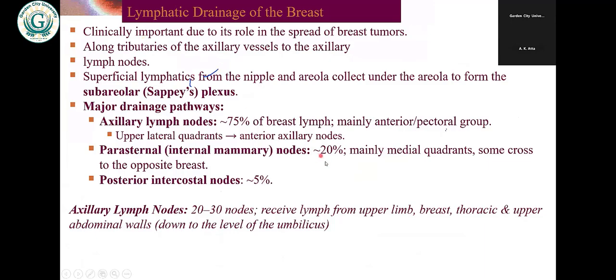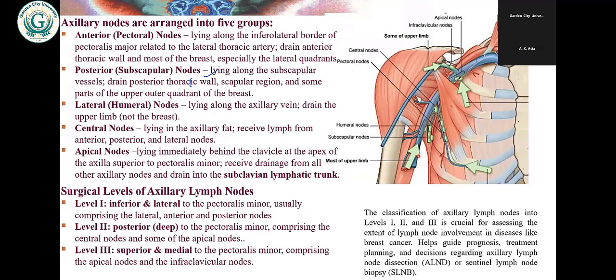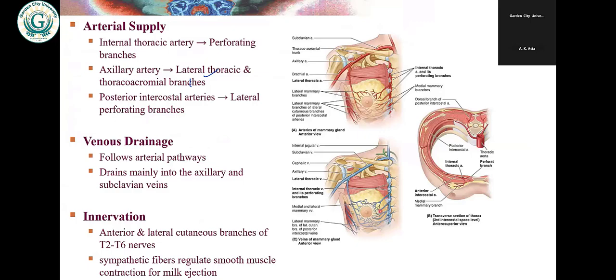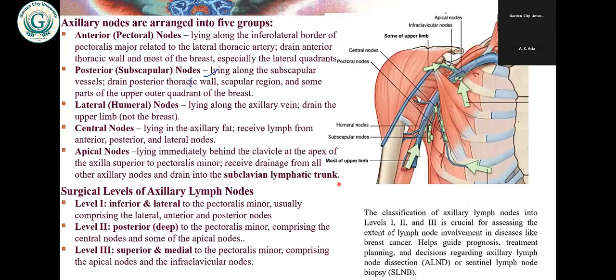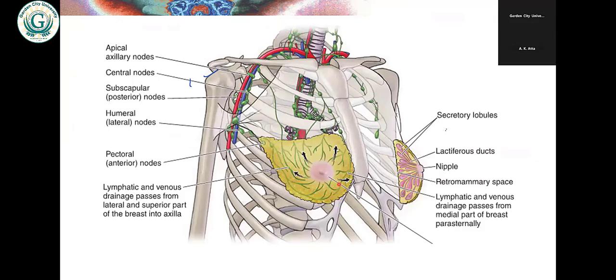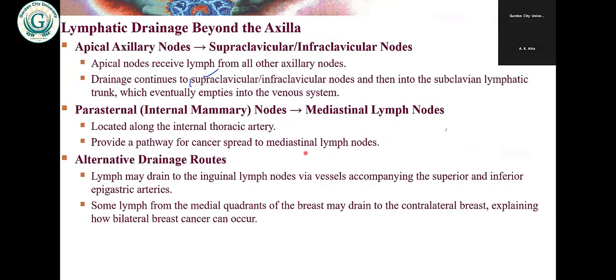About 20%, especially those on the medial quadrant, drain into the internal mammary lymph nodes. So what I mean is that most of the lymph vessels that drain the medial side here will drain into the lymph nodes around here. But for most of the breast, the lymph eventually all drains into the axillary lymph nodes. The axillary lymph nodes are plenty. We're not going to talk about that one.